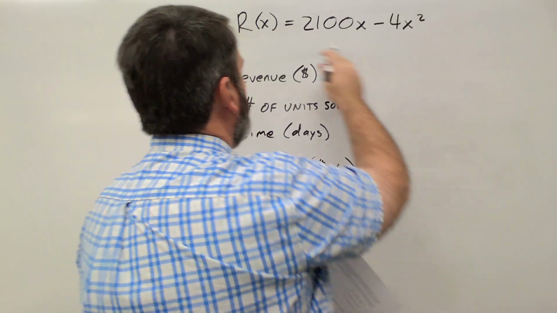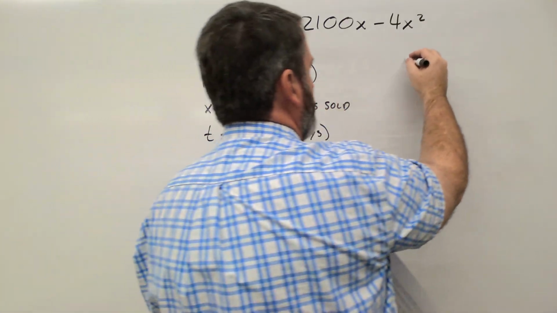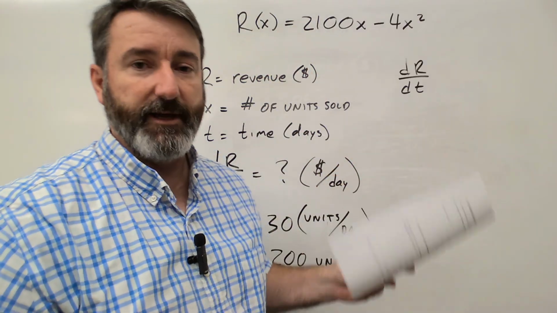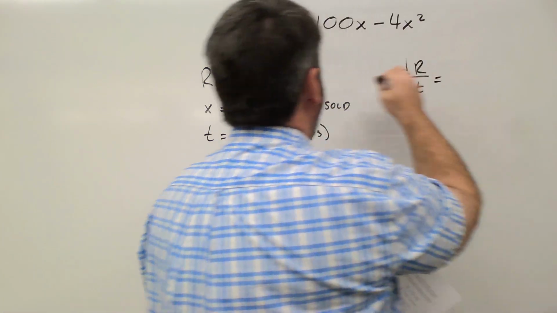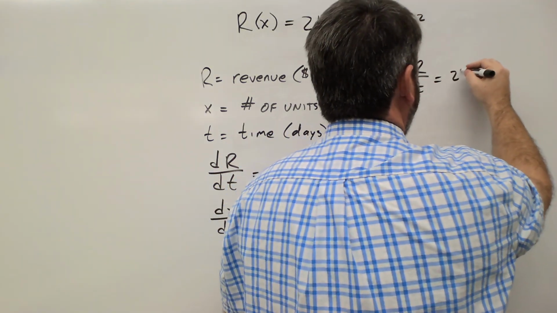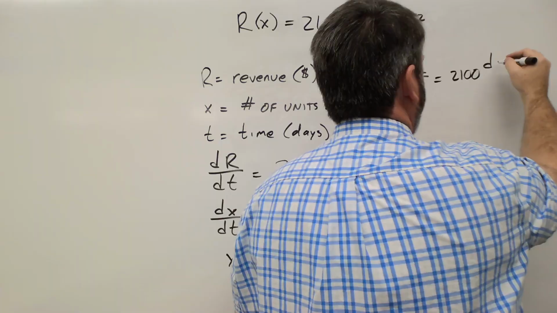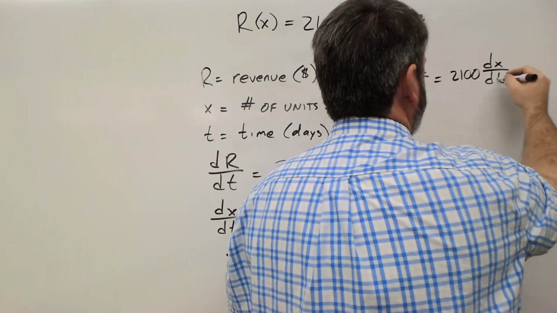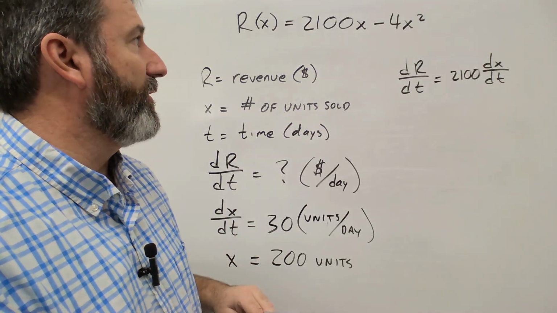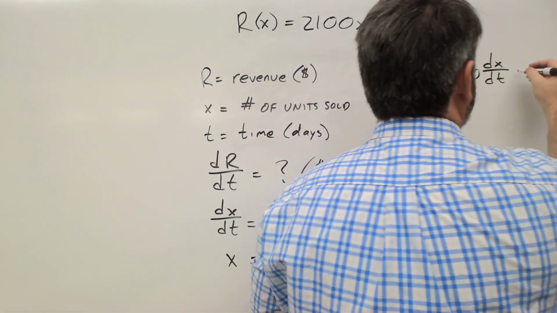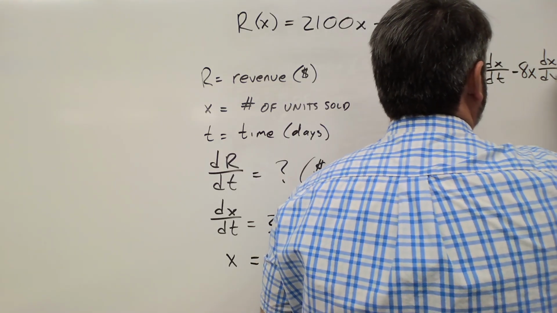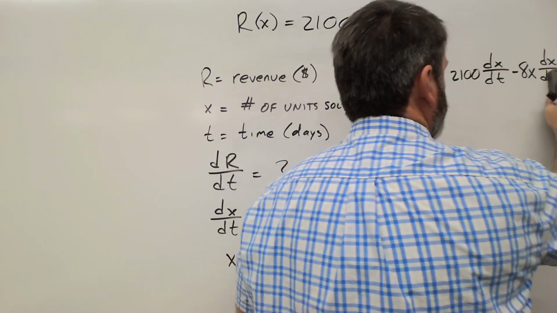So let's start off. The derivative of R with respect to t is dR over dt. The derivative of 2100x with respect to time is going to be 2100, but then multiplied by the derivative of x with respect to t. And then the derivative of negative 4x squared is going to be negative 8x, but again multiplied by the derivative of x with respect to time.